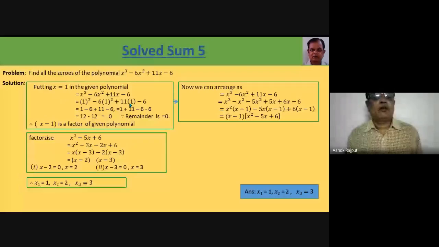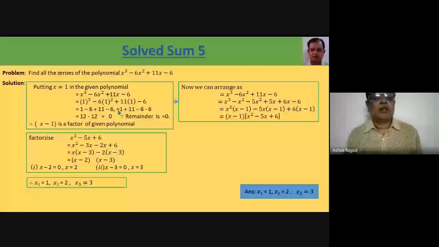Cube minus 6 into 1 square plus 11 into 1 minus 6. Here the cube of 1 is 1, then 6 into 1 is 6, 11 into 1 is 11, minus 6. Both are positive terms, minus 6 and minus 6 are negative terms. So 1 and 11 is 12, minus 6 minus 6 is minus 12. Now we are seeing the remainder is 0. So x minus 1 is a factor of the given polynomial.